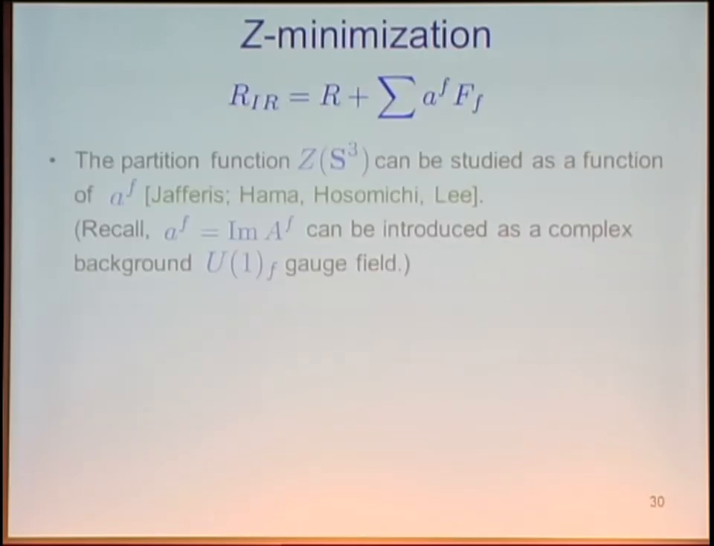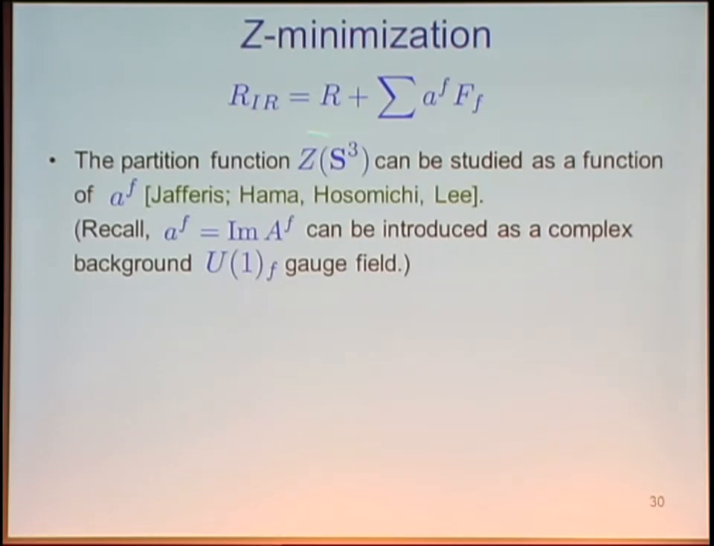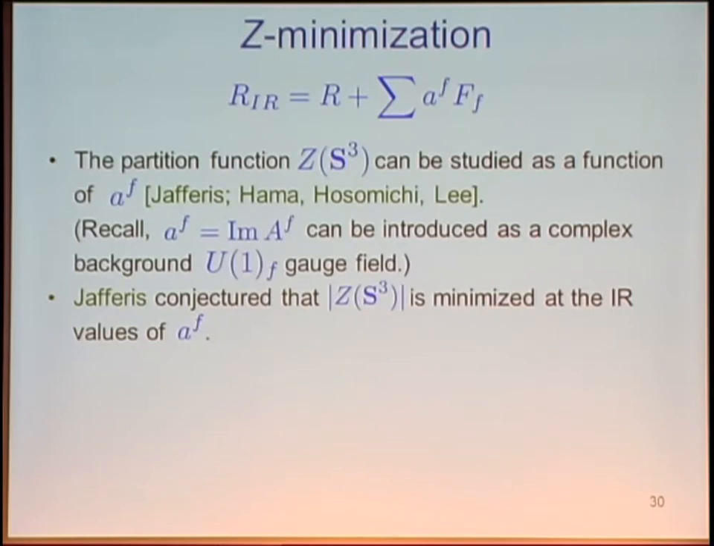Well, that's the question we want to study. And we can now explore the partition function, Z on S3, as a function of all these parameters. These parameters we would like to determine. And we recall that, again, these are background gauge fields. This is the imaginary part of this Wilson line around the circle. Now, Jafferis conjectured that the absolute value of Z is minimized at the correct value of a_F. Correct, namely, the one which determines the R symmetry in the infrared.